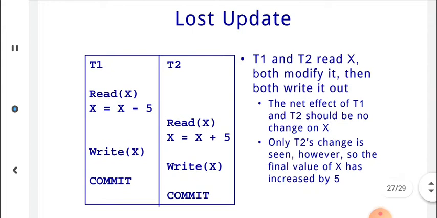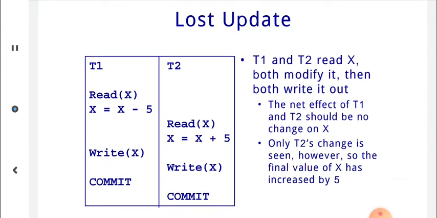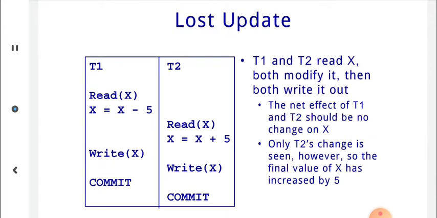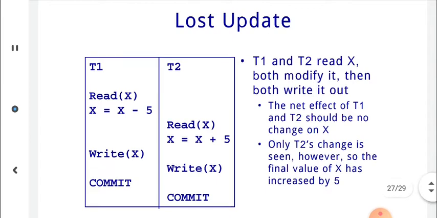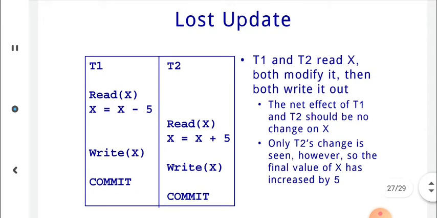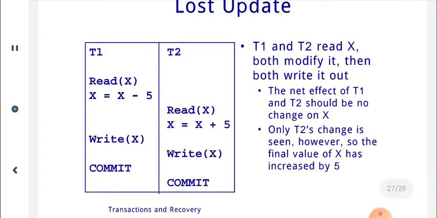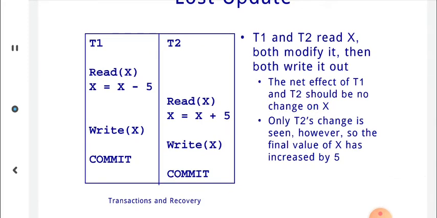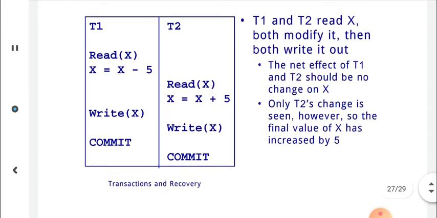For example, there are two transactions. This is a very important diagram, please take note. We have two transactions, T1 and T2. In T1, we read X and then subtract 5 from X. While I'm subtracting, I still have not written X, but T2 is reading X. That means T2 gets a dirty value of X, and then adds 5. Both write X. So T1 and T2 both read X, both modify it, then both write it. The net effect of T1 and T2 should be no change on X, but the value of X increased by 5, because of a dirty read.